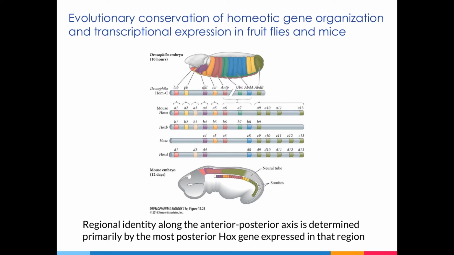Similar Hox genes which are located in the same region of the chromosome are classified as paralogs because these are thought to have formed by chromosome duplication events. There are 13 Hox genes in mammals, which are numbered, as you can see here, from 1 through 13. And the paralogs are denoted by letters that range from A to D.